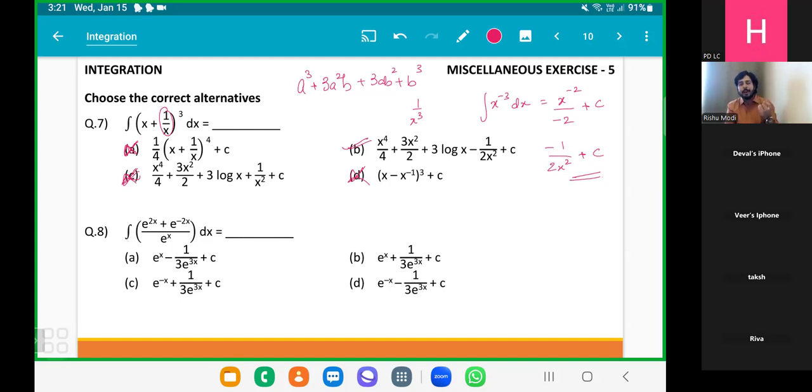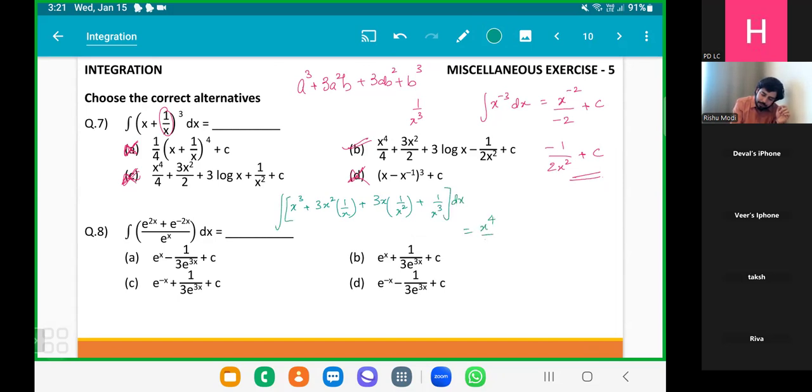But you have to be very smart. Don't expand all the things. Whatever is different, you just check that part. Okay, so I expand this part now. I'll solve it logically. So x cube plus 3x square 1 upon x plus 3x 1 by x square plus 1 by x cube. We are finding integration of this part.